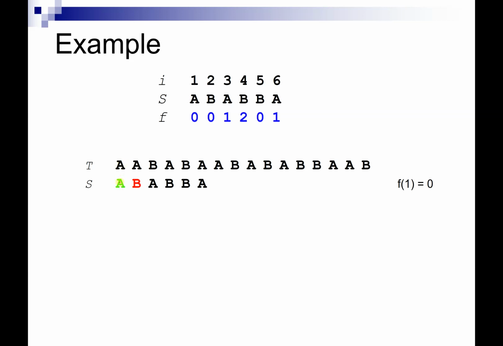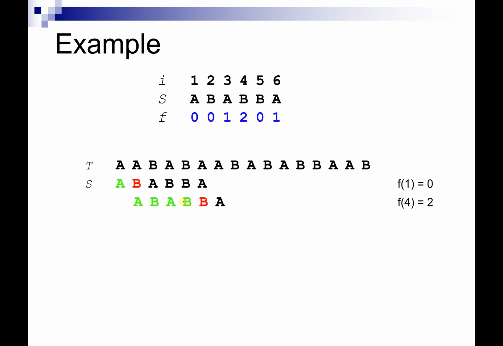Then you try to match these letters, and you can match one letter, but then you get a mismatch on the second letter. So in that case, you're going to shift S back by f of 1, right? Because you only matched one letter. So f of 1 is equal to 0. Therefore, you're not going to shift S back at all. You're just going to continue matching from the next position.